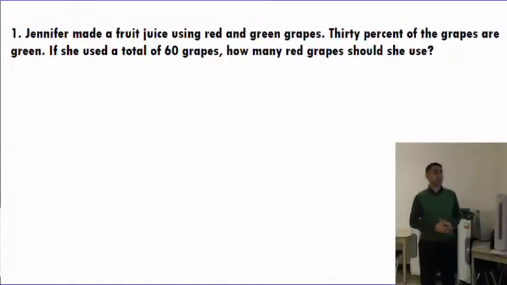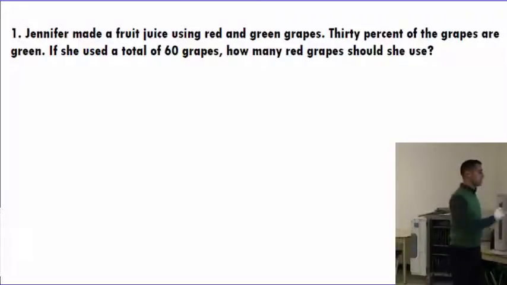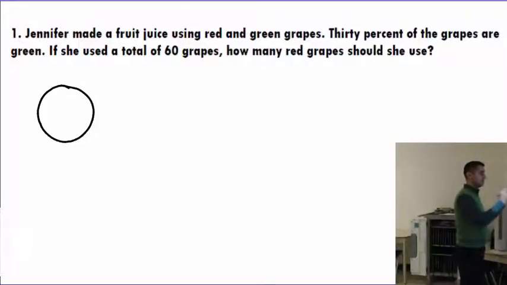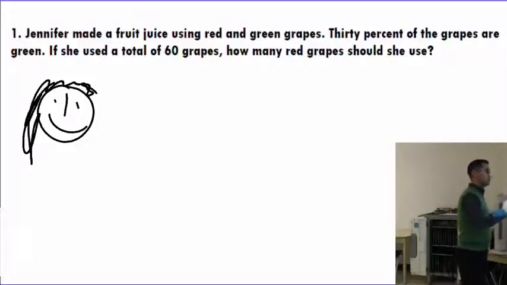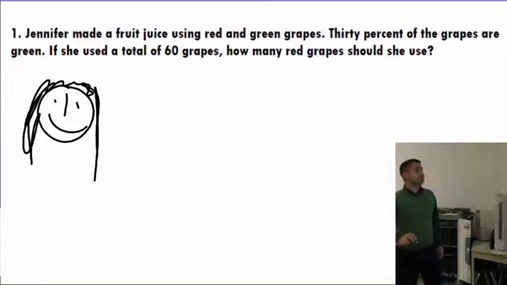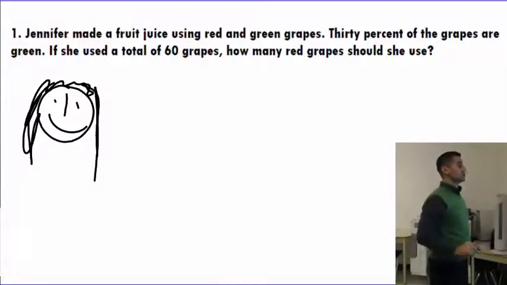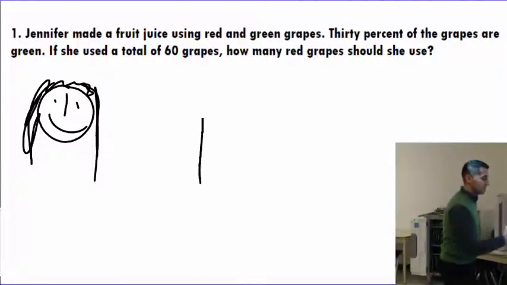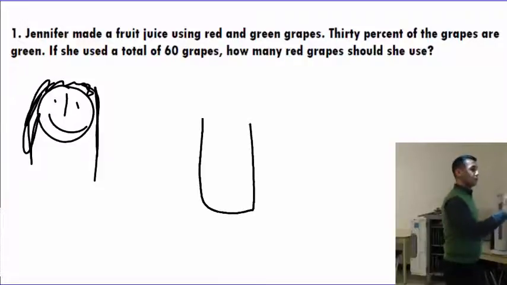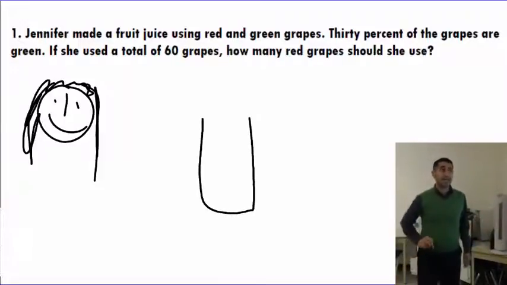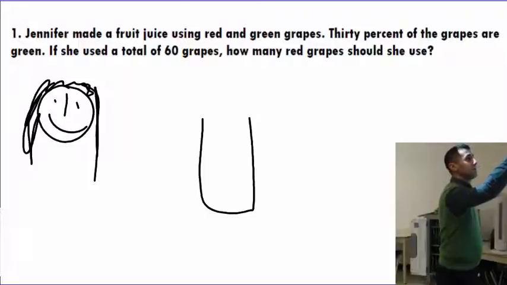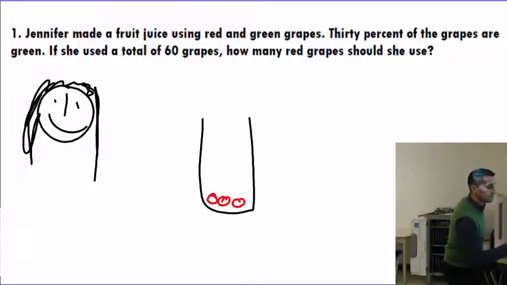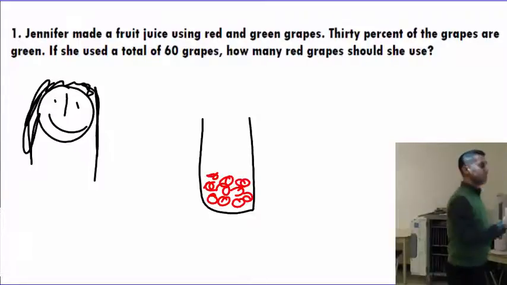And here is a word question about percentages. Jennifer, just any kind of drawing. Okay, let's make Jennifer here a happy girl. She made a fruit juice. Let's make a glass here. Fruit juice using red and green grapes. So let's make red grapes, and green grapes.